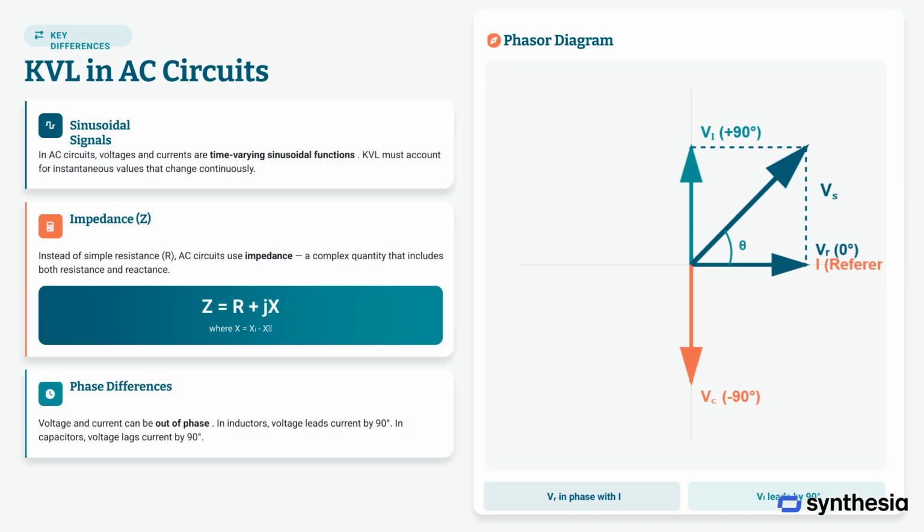In AC circuits, applying KVL becomes slightly more complex. Instead of simple resistance, we work with impedance, which combines resistance and reactance. Impedance is written as Z equals R plus jX.